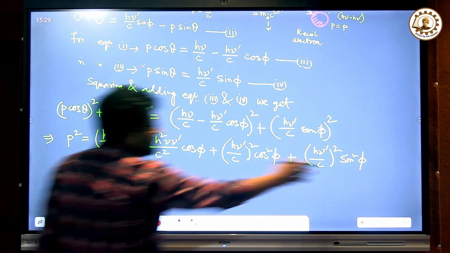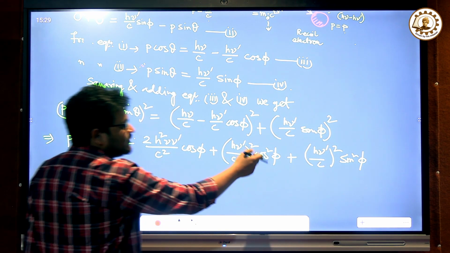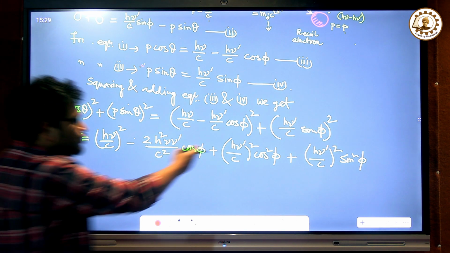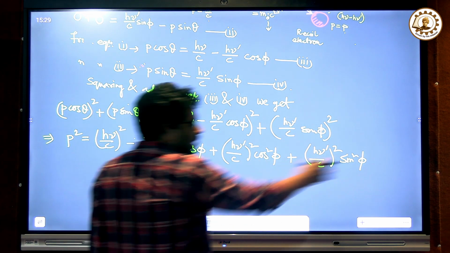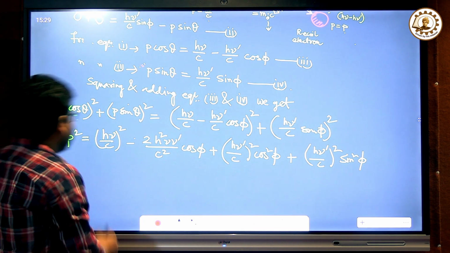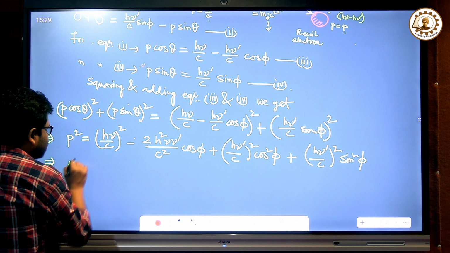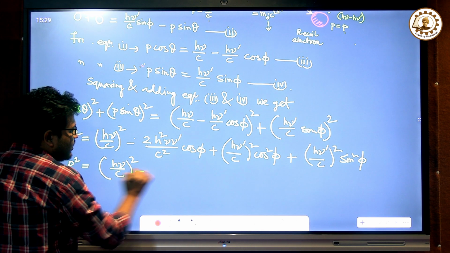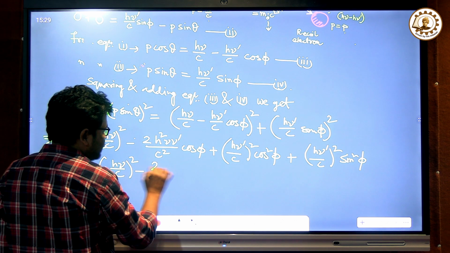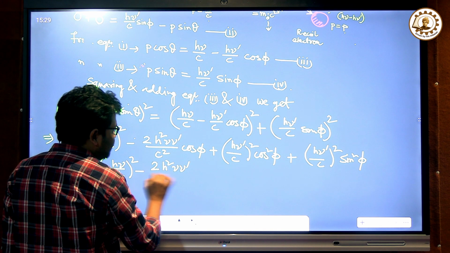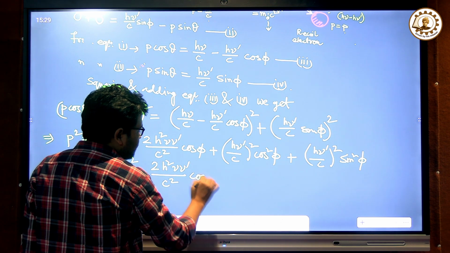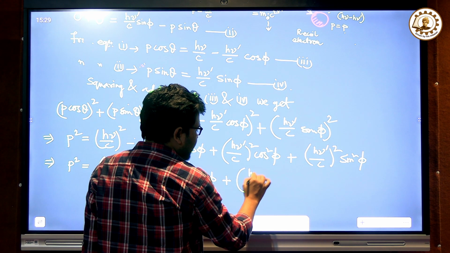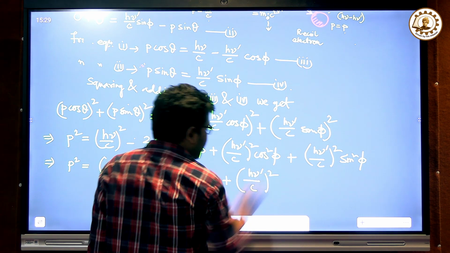Now, in the last two terms we have the same quantity in front of the cos and sin terms, that is h nu prime by c. So if we take (h nu prime by c) whole square common, we get cos square phi plus sin square phi, that is equal to 1. So this results in p square equals (h nu by c) whole square minus 2h square nu nu prime by c square cos phi plus (h nu prime by c) whole square.